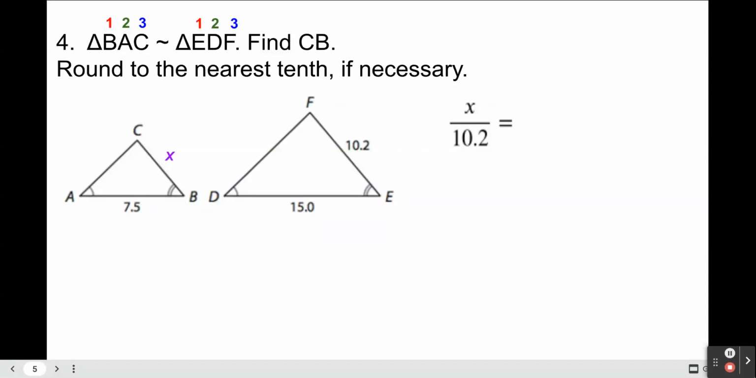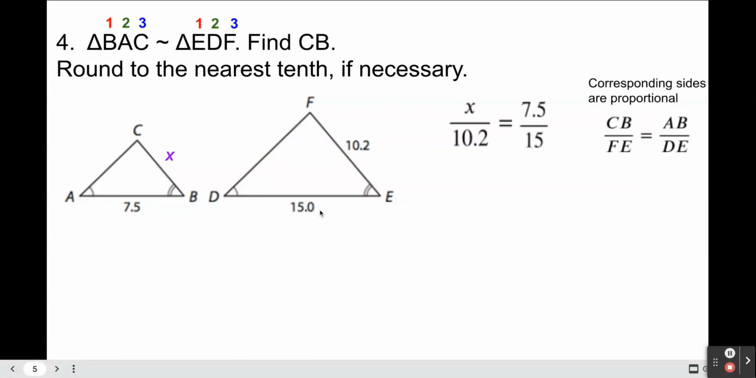Pick another pair of corresponding sides. We don't know CA, so we're not going to use that side, but we do know AB. So that 7.5 is going to correspond to the 15. Even in our similarity statements, AB, so 2, 1, corresponds with DE, which is also the 2, 1. Now that we have this proportion, we can solve.